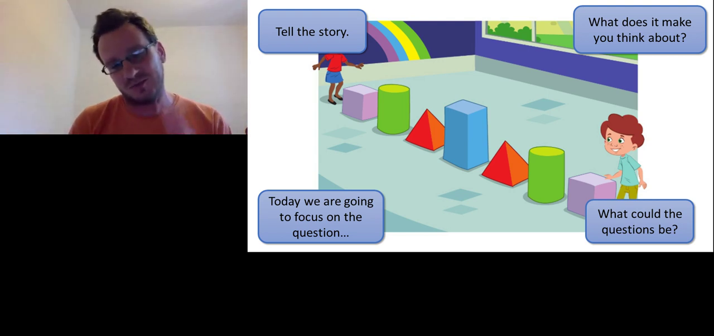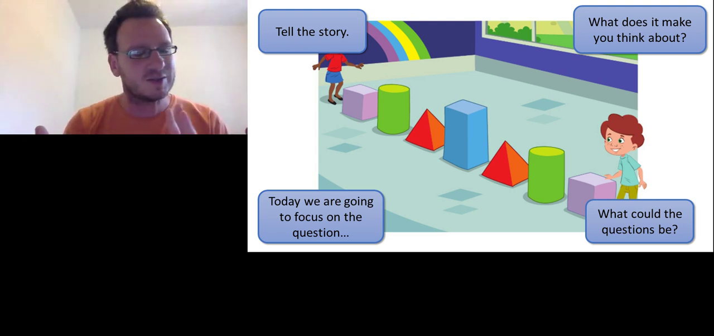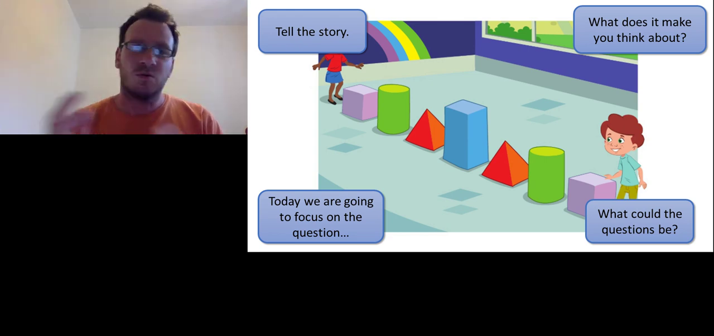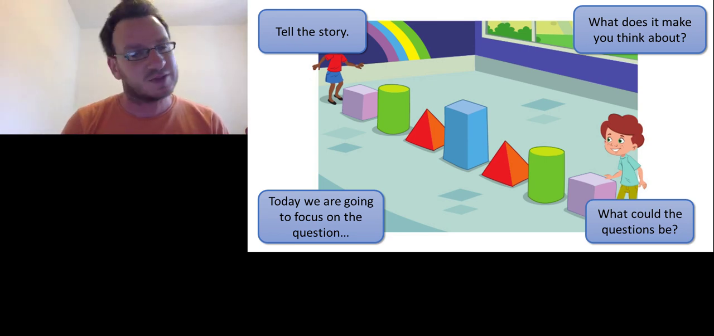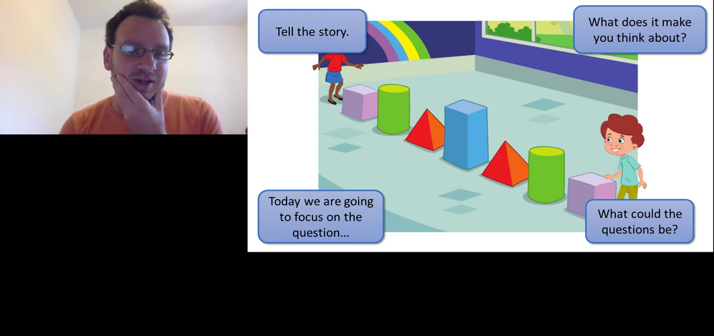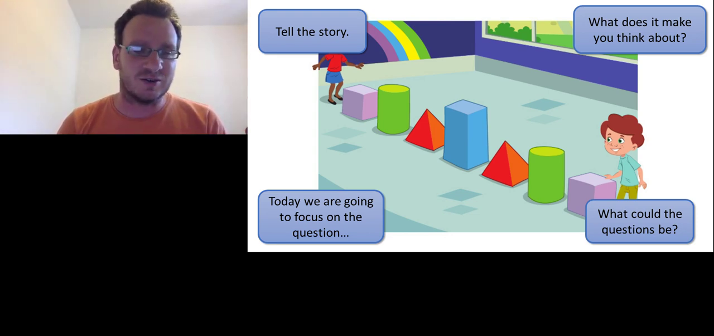So it makes me think of shapes, and we can have some discussion around shapes. So at that stage, it would be quite a good opportunity to assess what they know about shapes, shape names, and so on. What could the maths questions be? Now, actually, this comes from a lesson on recognizing symmetrical patterns.